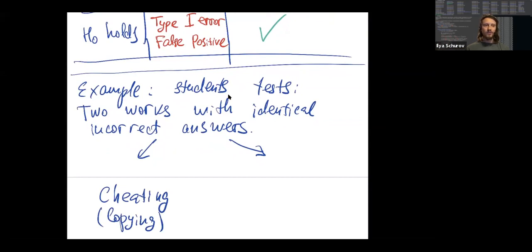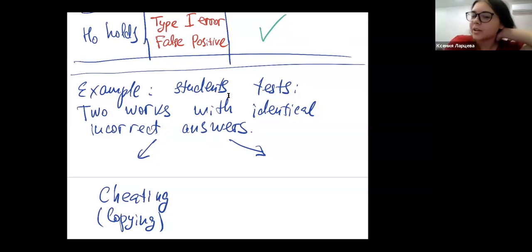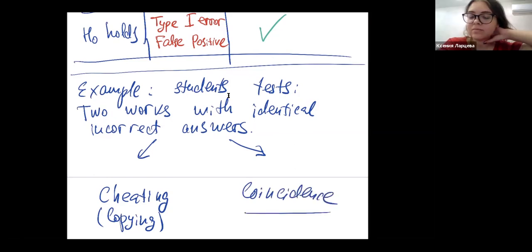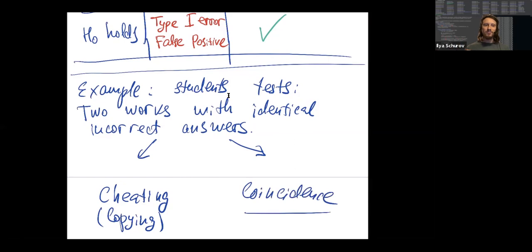But let us assume that it is not possible. What will they claim if they cannot say that they just used the same notes? What will the students claim in this case? I say you have the same wrong answers. How can they try to protect themselves against me? Because it happened by coincidence. Yeah, they can say that this is just a coincidence. It is possible. They can just calculate this probability and say, yeah, this is possible. This is not zero, just a coincidence.